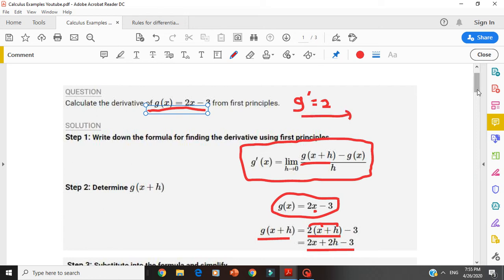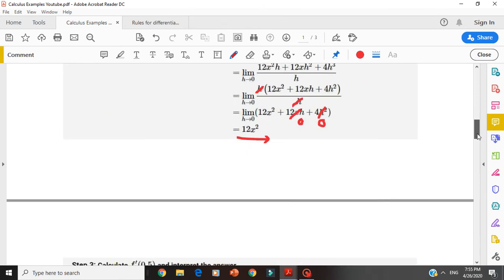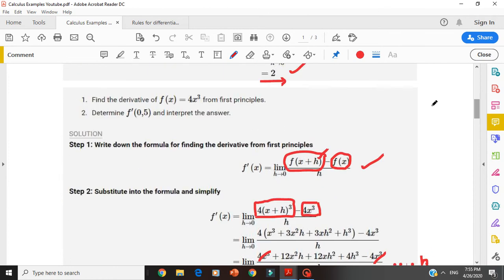And after going through first principles, you can see that it is true. In the second example, we have 4x cubed, so the derivative here, using rules for derivatives, is 3 times 4, which is 12, x to the power 3 minus 1, which is 2. And there we go, we're done with that.